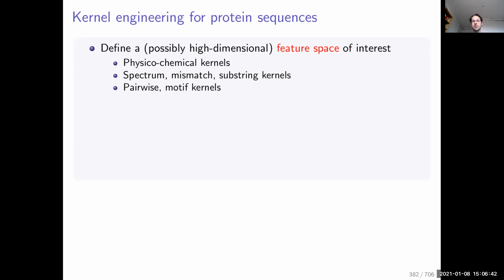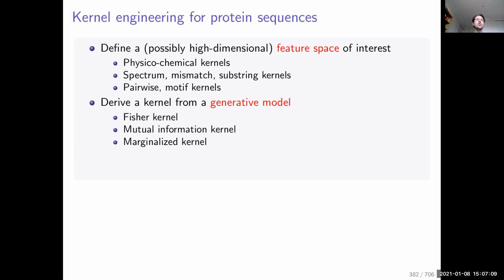Then comes this part where we are going to do kernel engineering for protein sequences. Here I will very briefly review some of the kernels, give you a few words about each of them, but we are going to focus in this class on only a few of them. There are also many slides that I'm not going to comment on that talk about other kernels, so feel free to look at them if you're interested.